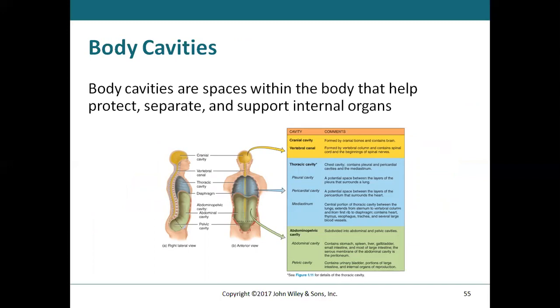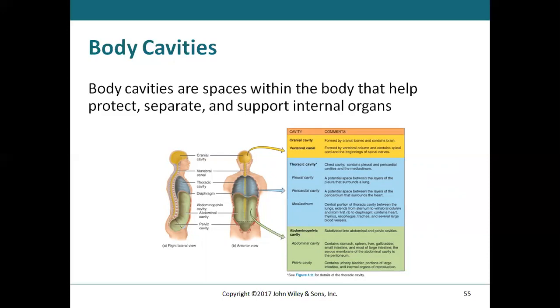In addition to the different planes and sections, we also have different body cavities in which the organ systems are located. Body cavities are areas of the body that help the body protect, separate, and support the organs. You can see there, in the cephalic region, you have the cranial cavity. The cranial cavity is formed by the cranial bones. You have the vertebral canal, which is going to line the peripheral nervous system and the spinal cord.